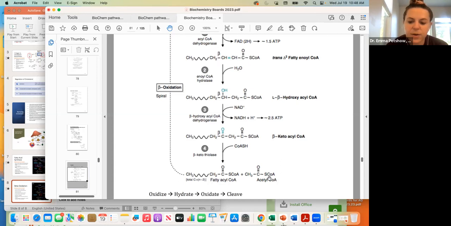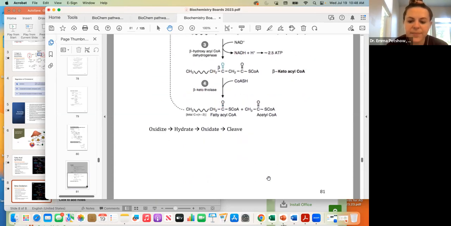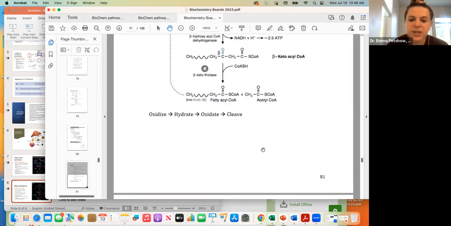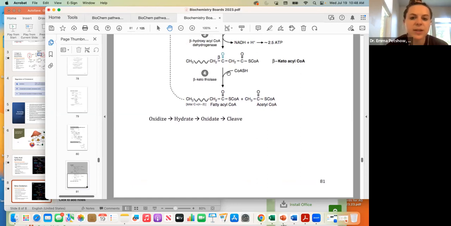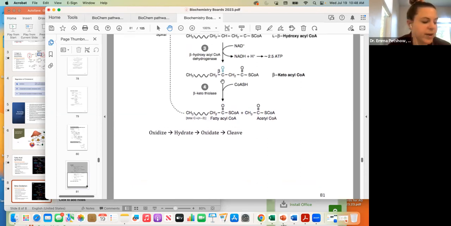So you get your acetyl-CoA, your 2-carbon acetyl-CoA. That's your process of beta oxidation. And so this is also cyclical. So as you're mentioning before, both processes, fatty acid synthesis, so lipogenesis and lipolysis, are both cyclical activities. That would be appropriate.